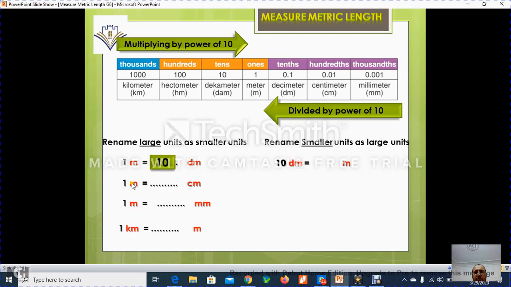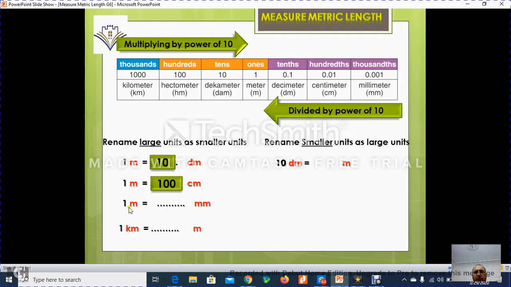Okay. If we need to rename 1 meter to a smaller unit, centimeter. Where is the meter here? It is meter. Where is centimeter here? Yes. 1 meter is larger than centimeter. Look, how many jumps here? 1, 2. Then multiply by 10 and multiply by 10. 10 multiply 10 equals 100. Then 1 multiply 100 equals 100.